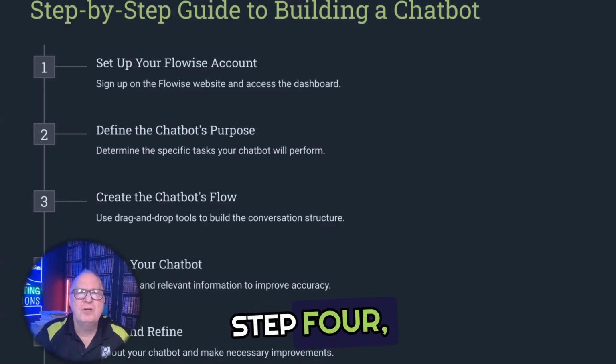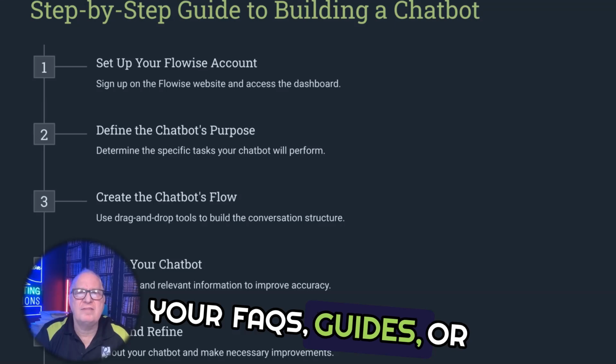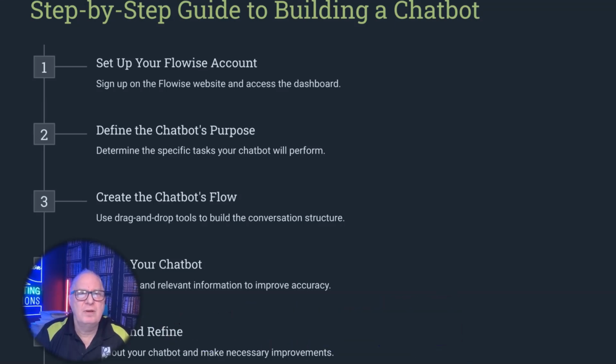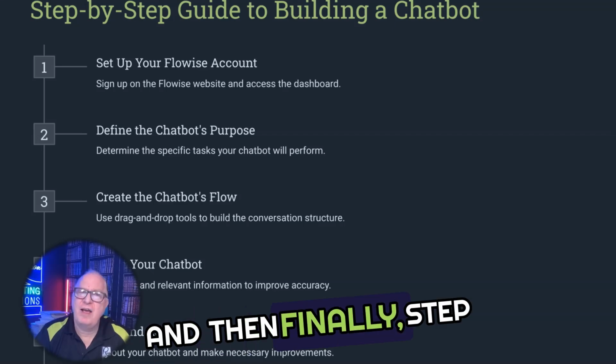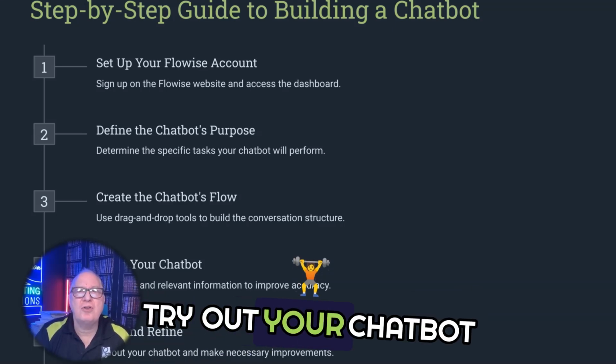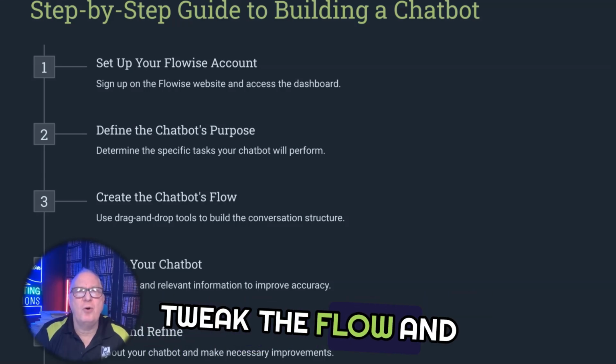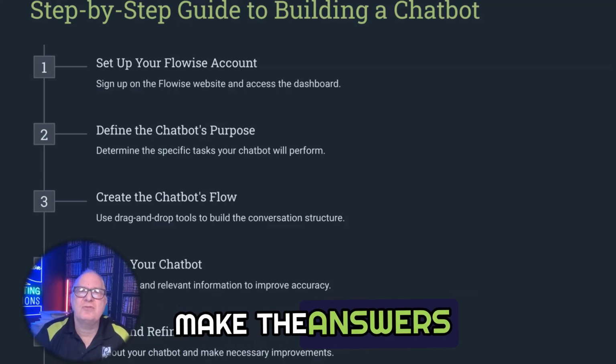Step 4, train your chatbot. Here's where you add your FAQs, guides, or other helpful info. You can train the bot to give clear and accurate answers. And then finally, step 5, test and refine. Try out your chatbot by asking it questions. Tweak the flow to make the answers better.